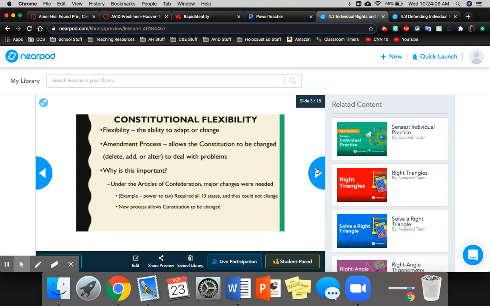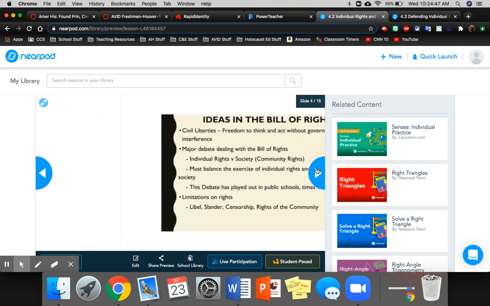All right, so flexibility of the Constitution. Flexibility is the ability to adapt or change, right? We talked about on the previous slide, the amendment process allows the Constitution to be changed. You can add things, you can delete them, you can alter them to deal with certain unforeseen problems. This is important because remember, the Articles of Confederation, our first major government, didn't hardly have any flexibility whatsoever. You didn't have the power to tax. The new process allowed the Constitution to be changed, so that's a good thing.